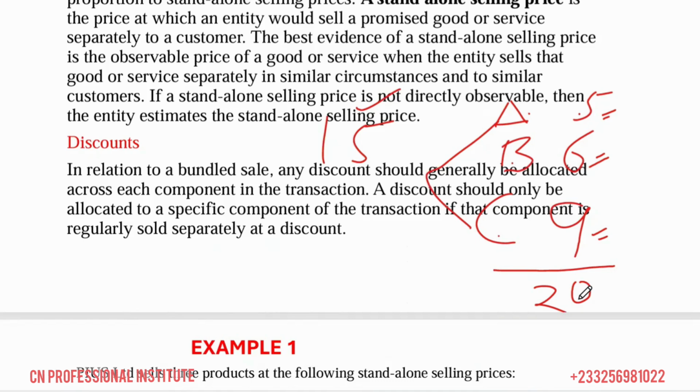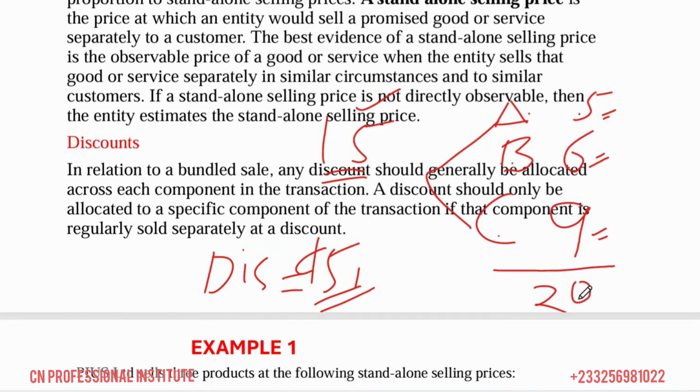Now, what is happening here? We said if you should sell them alone, you sell them for 20 cedis. So 5, 6, 9, you sell them for 20 cedis. But because you are putting them together, you're selling them for 15 cedis. There's something called discount. So it means you've given a discount of 5 cedis. Are you following?